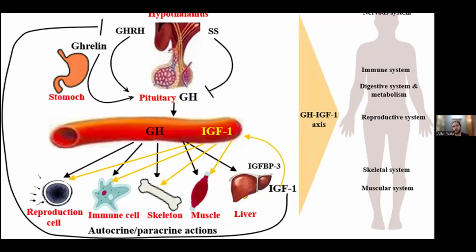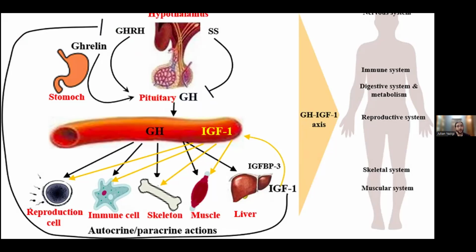GHRH promotes somatotroph synthesis and the release of GH, while somatostatin would restrain it, as we've mentioned. But GH acts directly to promote lipolysis and antagonizes insulin action, and indirectly through IGF-1 to stimulate chondrocyte activity, bone growth, and anabolic processes. IGF-1 suppresses GHRH and GH secretion and also promotes somatostatin tone.